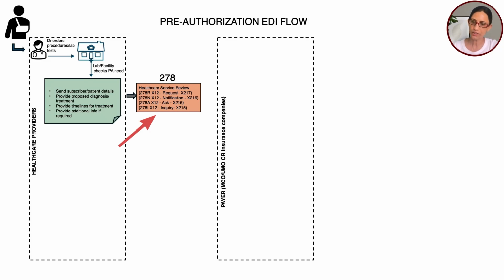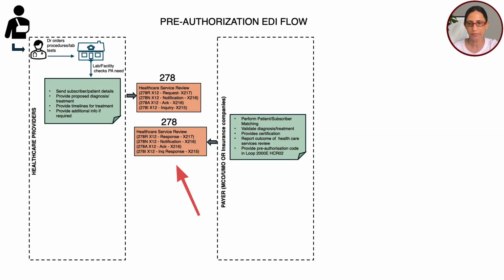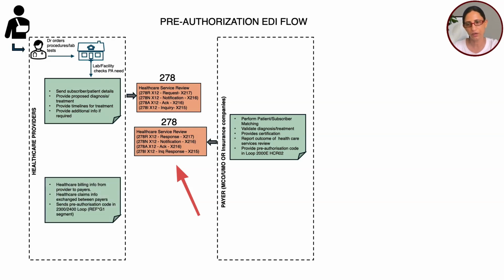The 278 can also be in the form of a notification file at times, even an acknowledgement, or even an inquiry file. When the payer receives this 278 file, they perform a patient and subscriber matching, and they validate the diagnostics and the treatments and then the outcomes of these treatments. If it is all approved, they would send a pre-authorization code. And if not approved, they would send a request for more information from the provider. They would send all that information electronically back, again in the form of a 278 response, or a notification, or an inquiry, or an acknowledgement.